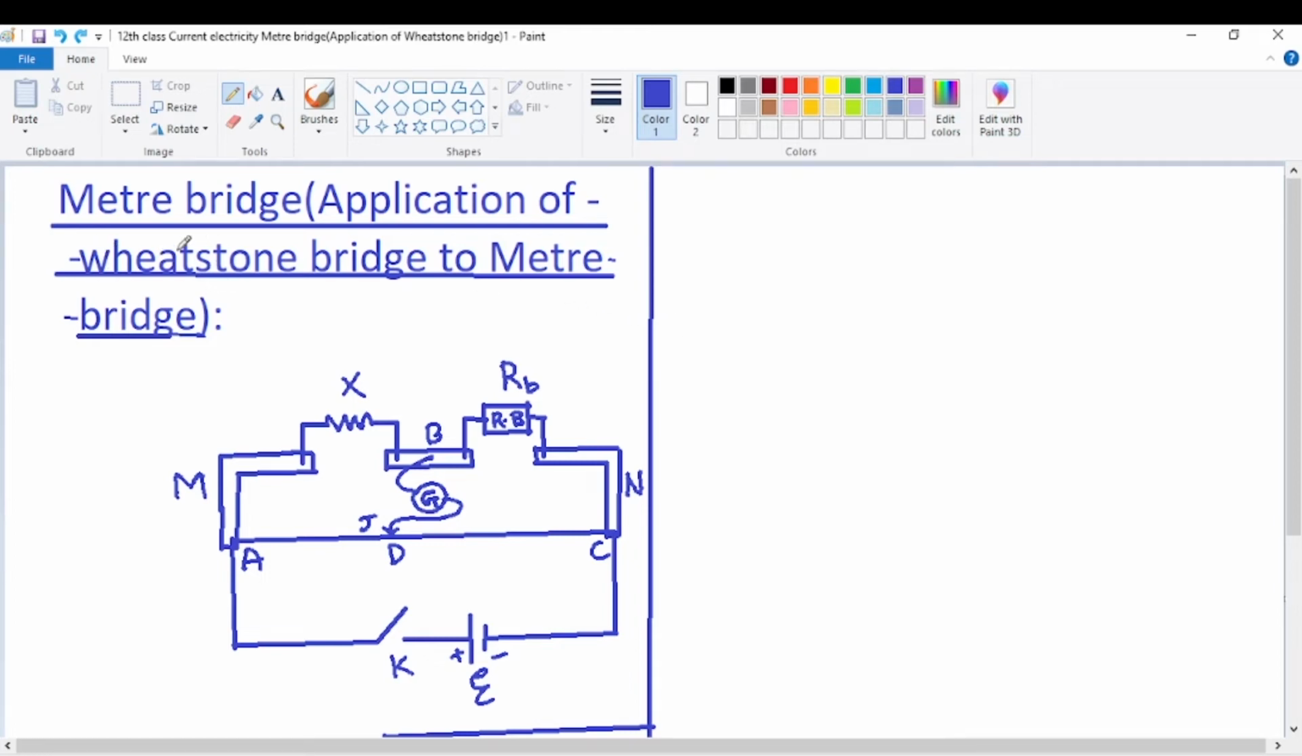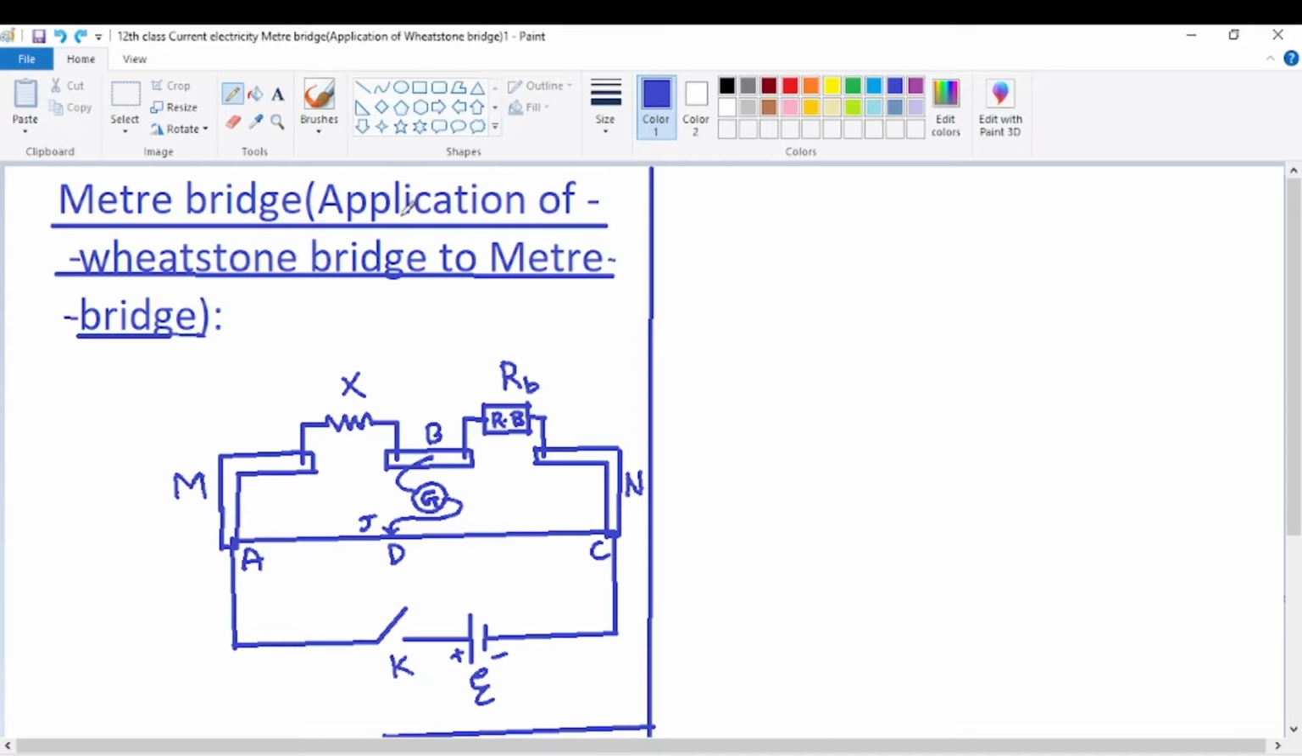Today's topic is the meter bridge. Now, meter bridge is an application of Wheatstone bridge, or Wheatstone bridge principle. So it's actually really an application of Wheatstone bridge. So it's also called as application of Wheatstone bridge to meter bridge.